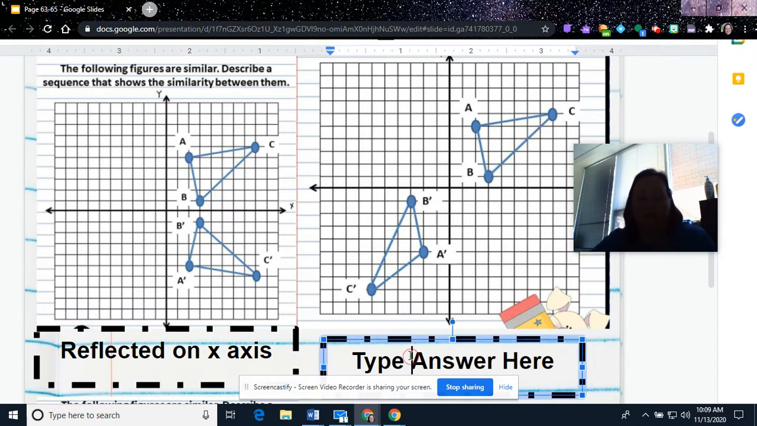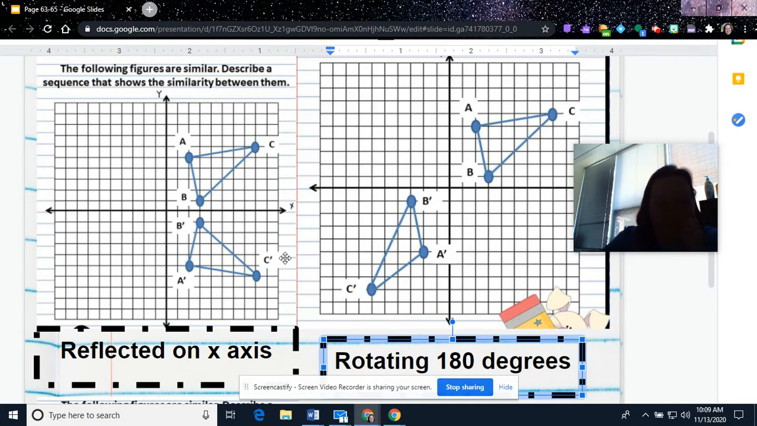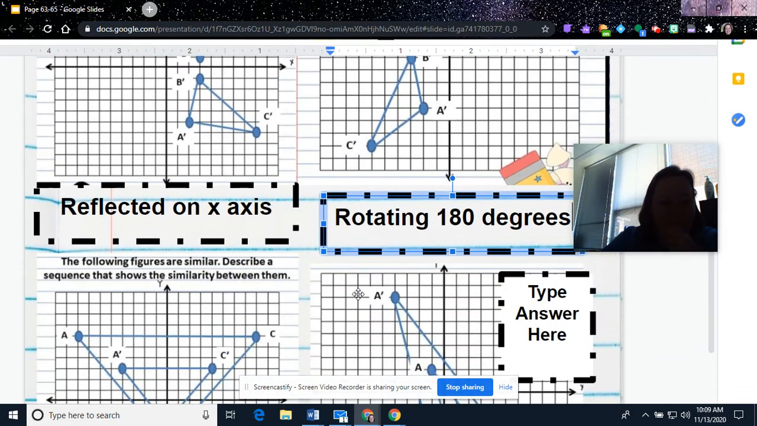So this one, rotating 180 degrees. And you could probably use that little symbol trick to get the degree symbol if you want.